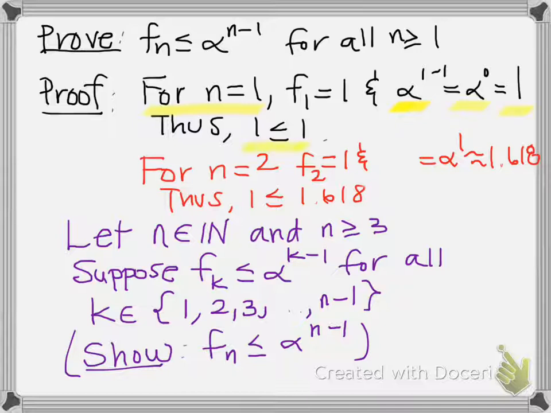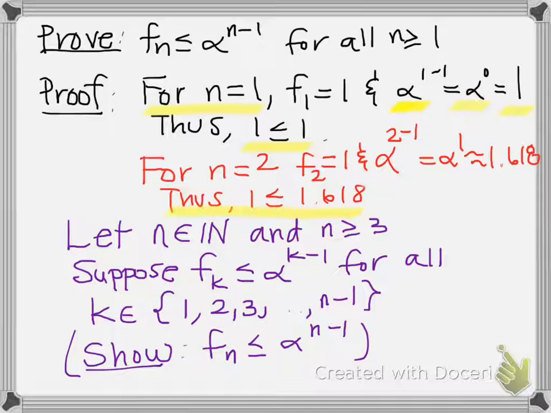So thus 1 is less than or equal to 1. So we just showed it worked for n equals 1. And then for n equals 2, f sub 2 we know is 1, and alpha to the 2 minus 1 equals alpha to the 1, which is about 1.618. So there again we have 1 is less than or equal to 1.618.